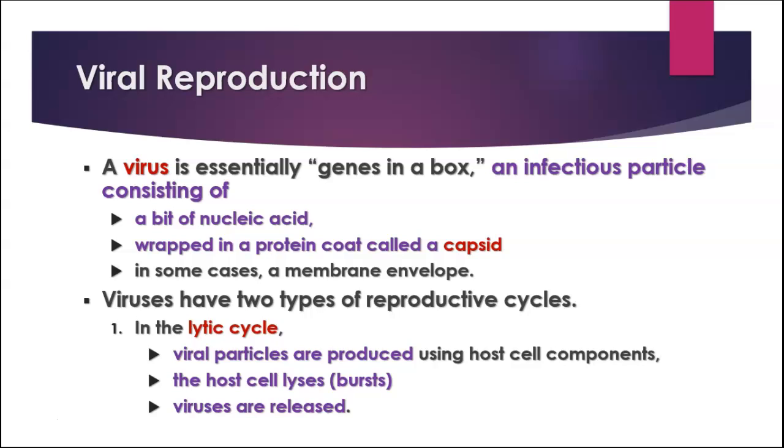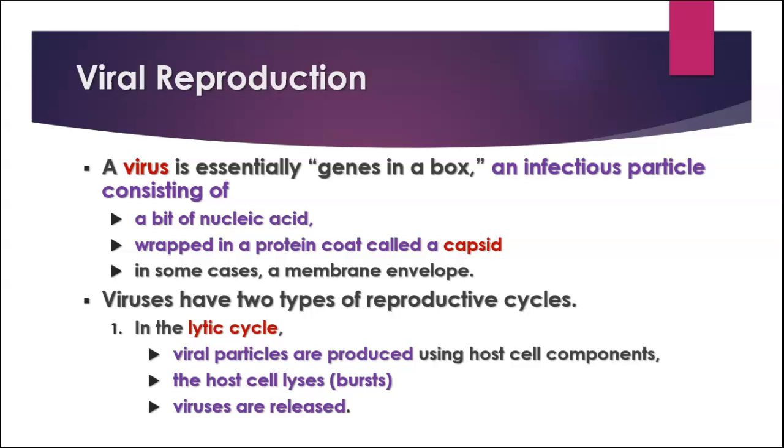There are two types of reproductive cycles we'll talk about. First of all, the lytic cycle. This is when you have an active virus infection. The viral particles are produced using the parts of the host cell. In other words, they take over the DNA or RNA replication machinery. They take over the transcription and translation. They're making proteins, all this kind of stuff.